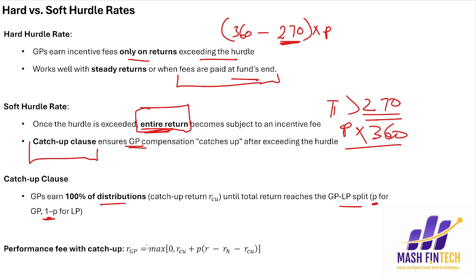Hence, the performance with the catch-up is the maximum of these two. Either 0, which means they failed to reach the hurdle rate. But if they exceed the hurdle rate, the return they get has to be the catch-up, the performance fee, and then the return on the fund, the hurdle rate, and the catch-up. So you have the catch-up here. On the catch-up rate, you then add this entire return, where you have the fund return, you subtract the hurdle, you subtract the catch-up, you multiply by the GP performance fee on the total return. Okay.